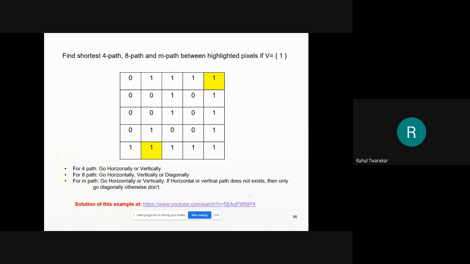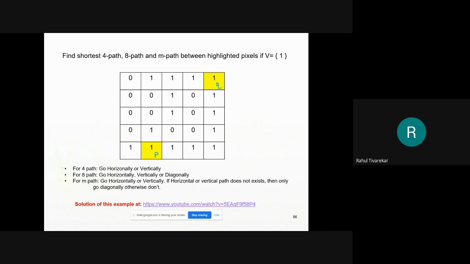So to better understand 4 path, 8 path, and M path, let's take this example. This is one of the pixels. Let's say this is the starting pixel P and this is the ending pixel Q. And I am asking you to find all the 4 path, 8 path, and M path between those highlighted pixels.